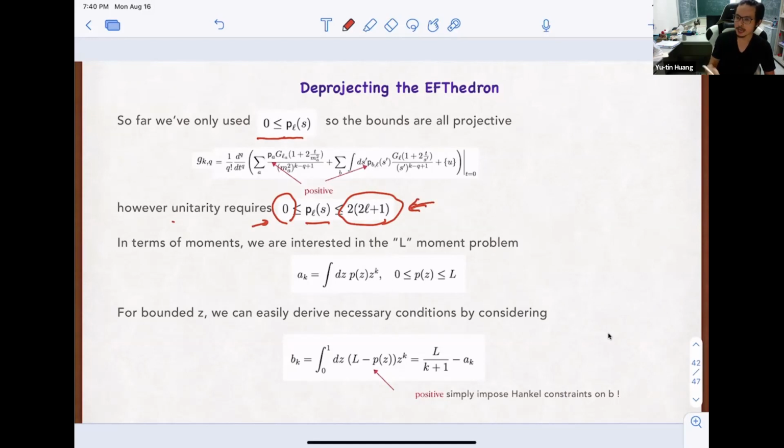And since I already mapped this whole problem into the problem of convex hull moments, this kind of bounded-from-above problem also has a natural language in the moment problem, which is called the L moment problem. So just to set things up in a simple manner, consider A_k, which is again positive. So P(z) is essentially a measure, and you're integrating over some region. Previously we didn't have the bound from above by L, so we just required that P(z) is positive, multiplied by some moment factor. Now we want this to be smaller than L.